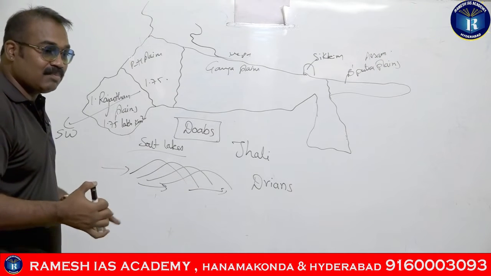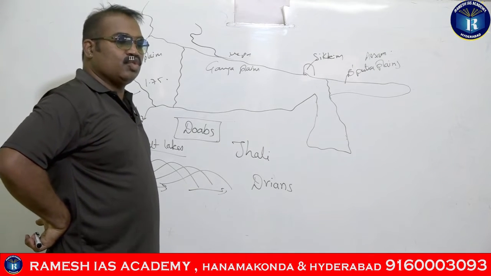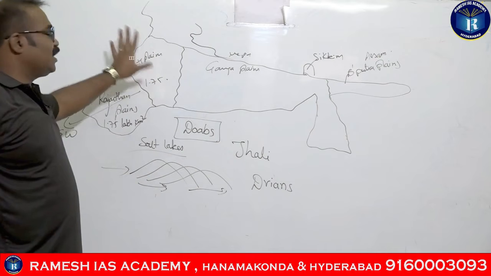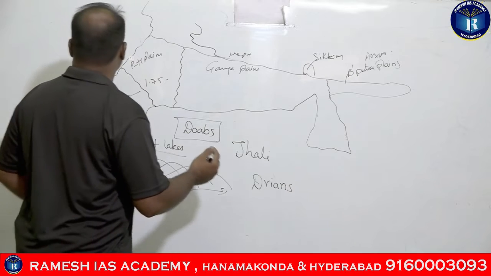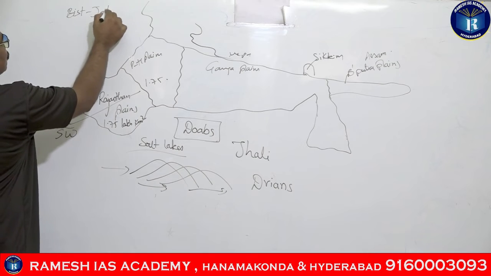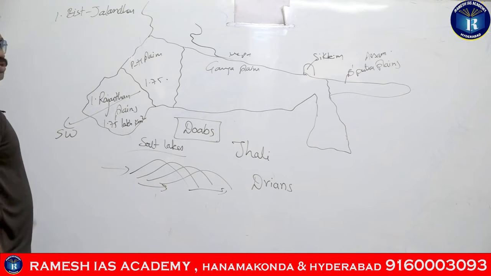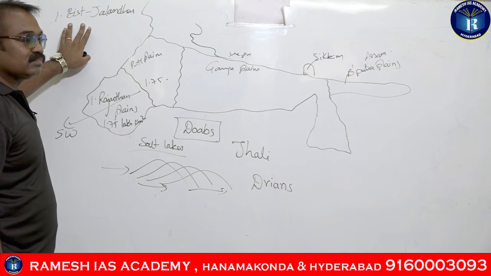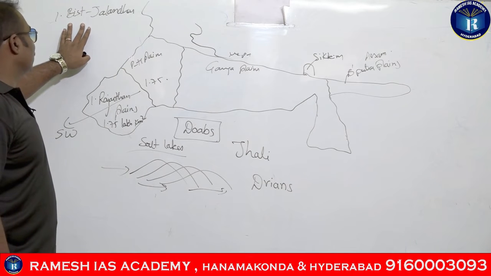A doab is the land present between two rivers. The doabs present in the Punjab Haryana plains are: number 1, Bist Jalandhar Doab, B-I-S-T. This is present between the Bias and Satluj rivers.